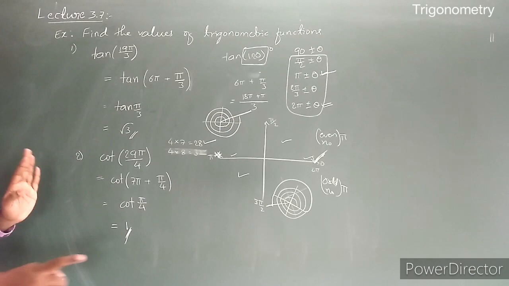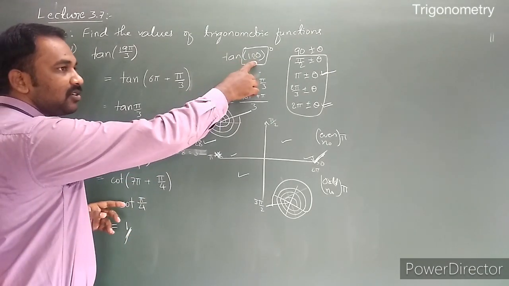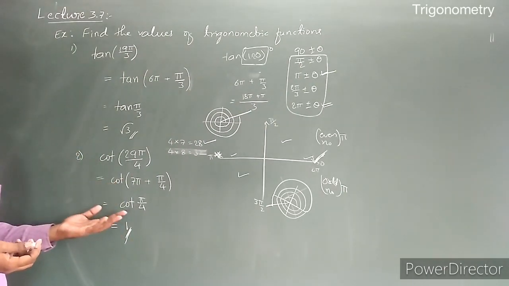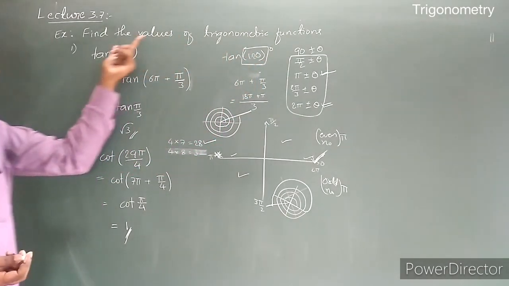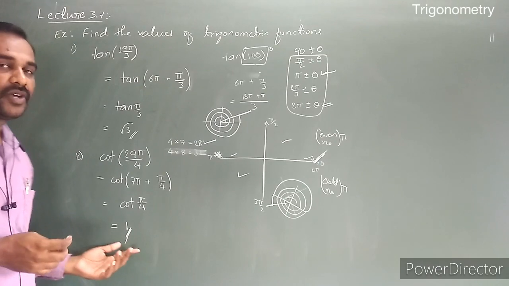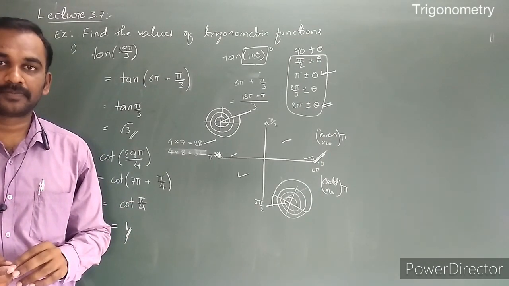This is how we have to get the trigonometric function values for angles in terms of radians. What is the difference between the previous problems and these problems? Previously they gave a degree measure; here they give a radian measure. Now we can realize which one is easy, whether the degree measure or the radian measure is easy. We get it very easily. Okay, now let's move to the next problem.